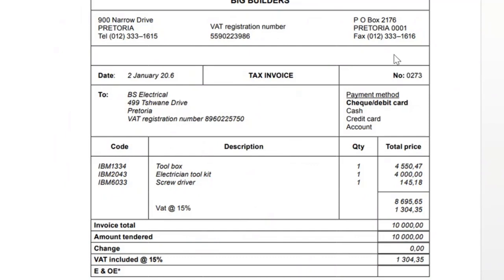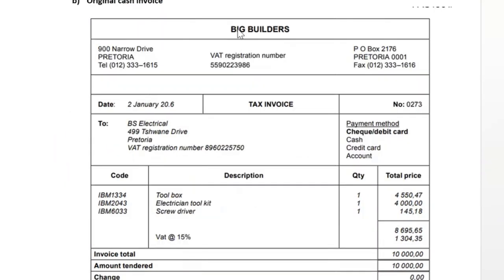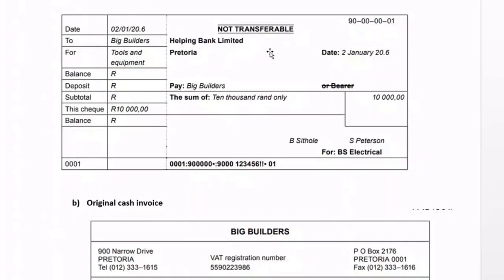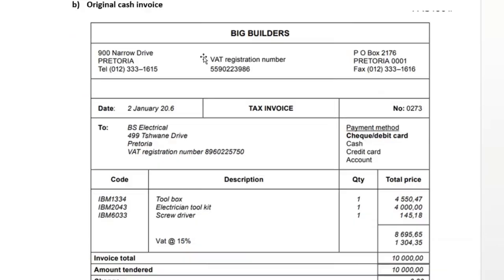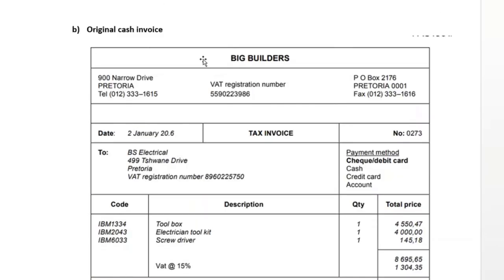So they will attach your receipt on it. But the main source document in a business is the original cash invoice. Remember, the receipt is just proof that you paid, and you don't get an original receipt. Big Builders will keep the original. They'll give you a copy of that proof of payment. Because you paid by cash, they'll give you this original cash invoice.